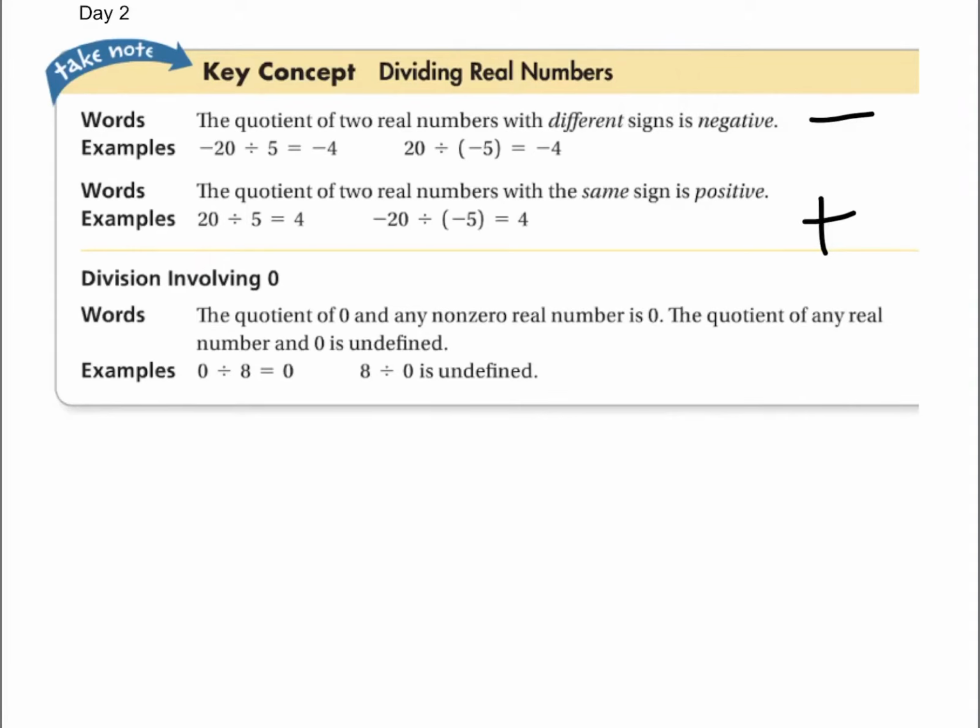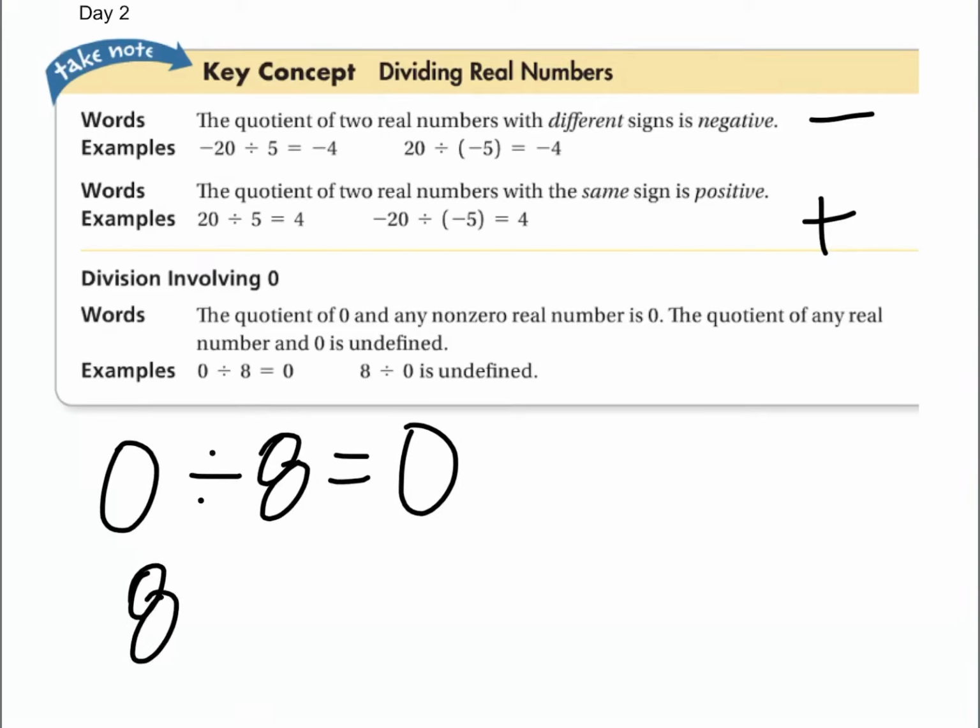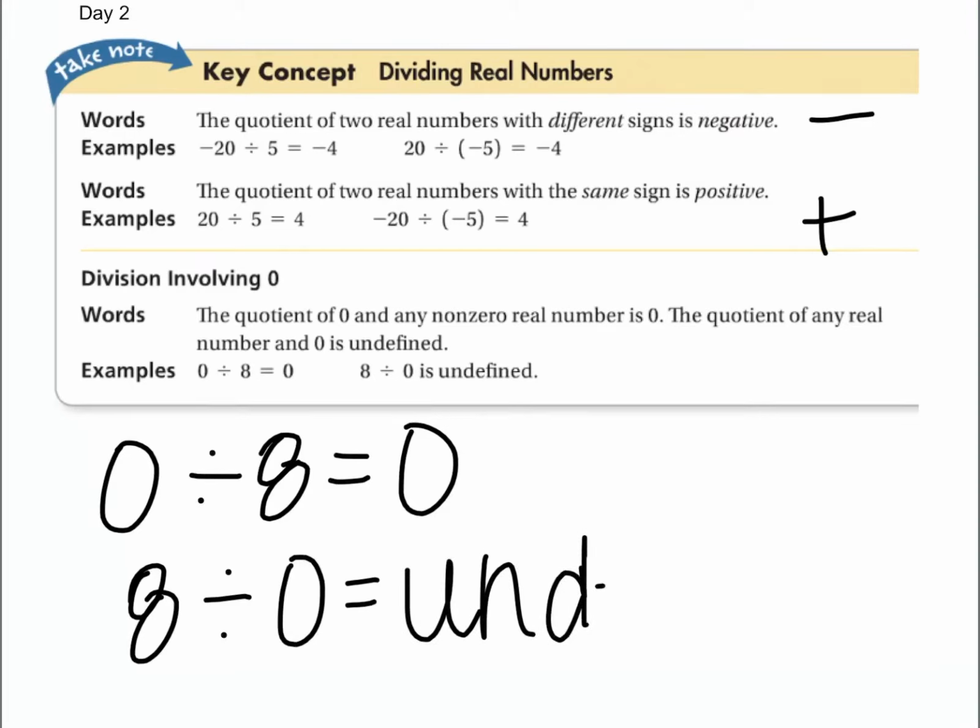If you try to divide by 0, it depends what order they're in. So if I have 0 things and I'm trying to divide it into 8 groups, I will have 0 things in each group. But if I have 8 things and I try to divide that into 0 groups, that's not possible because I still have that one group of 8 things, so they call that undefined.